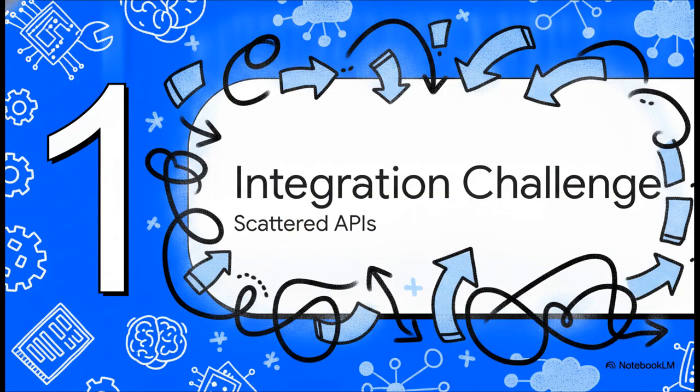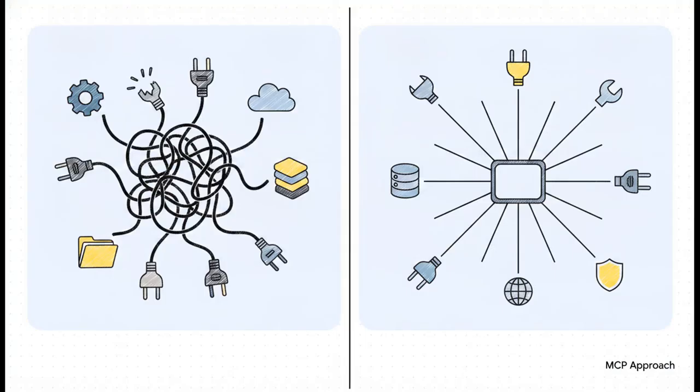Section 1, the integration challenge, dealing with scattered APIs. Let's think about the traditional method for a second. It's essentially a web of custom API integrations. Every single time you want your AI to talk to a new tool, it requires manual setup and documentation for every single endpoint. It is incredibly hard to scale.